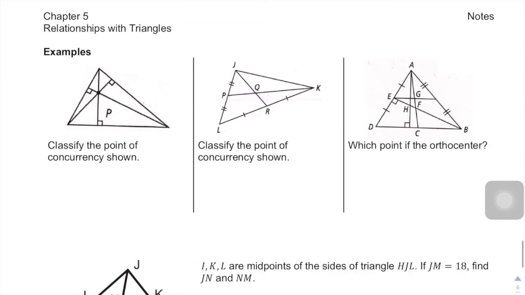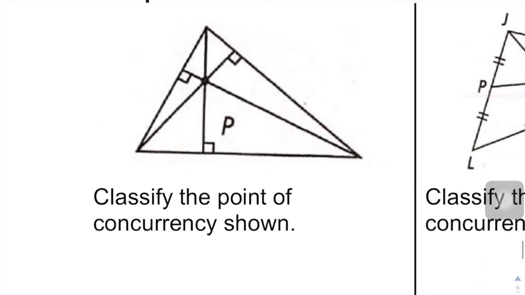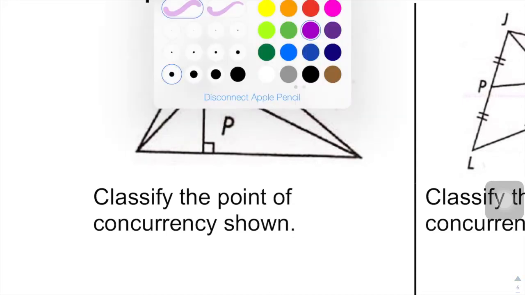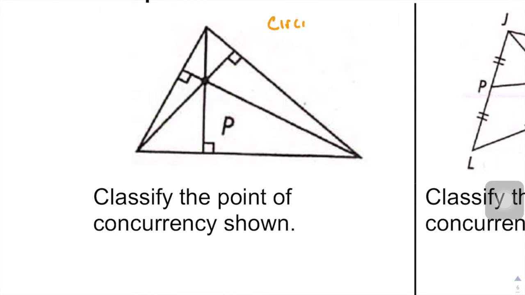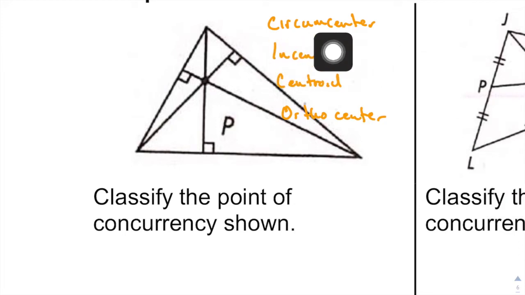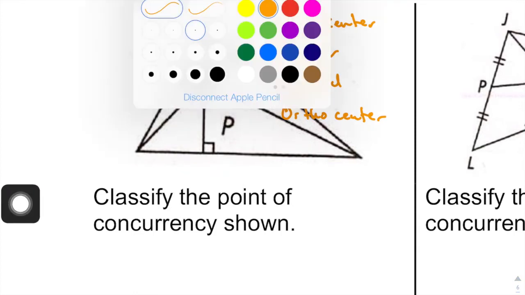So let's do some examples. Which point of concurrency is this particular point P showing us? So we now have all points of concurrency. It could be the circumcenter, incenter, centroid, or orthocenter. So I know it's not the circumcenter because that's the perpendicular bisectors. I see them perpendicular, but I don't see them also bisecting here. So not the circumcenter. That's out.